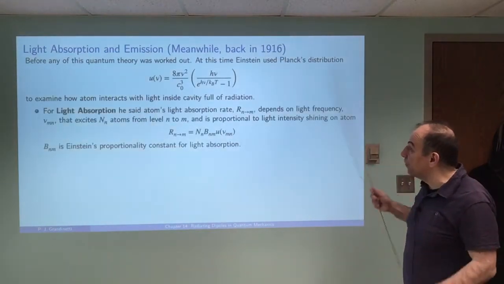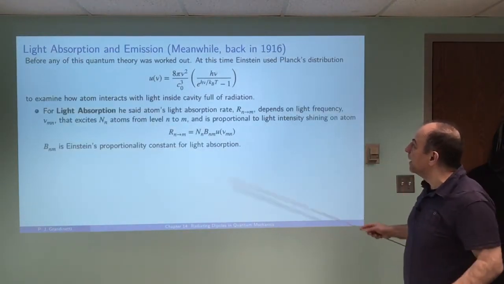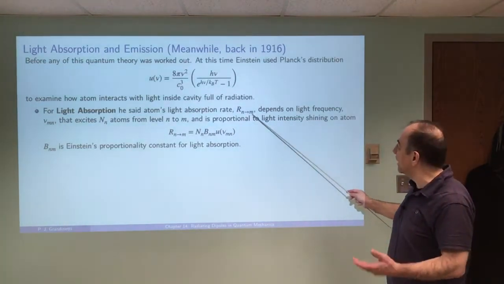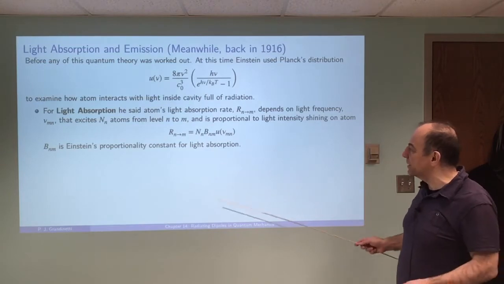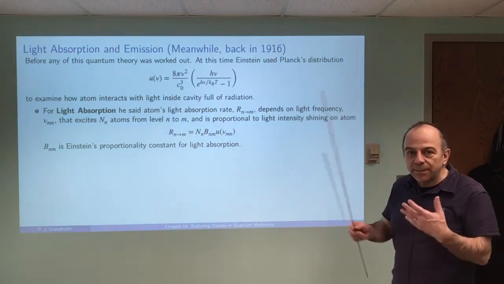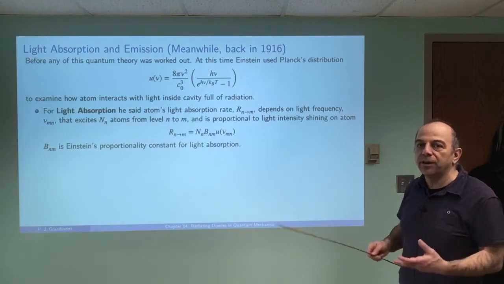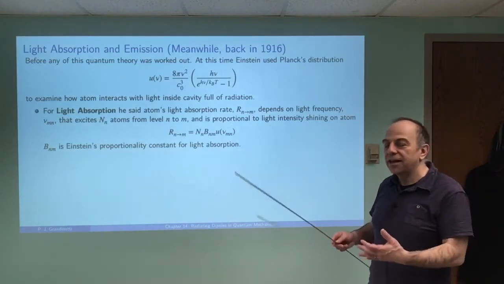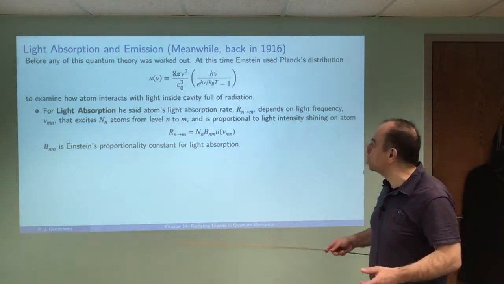And he knew that for light absorption to occur, there was some light absorption rate from, say, level N to level M that depended on the light frequency. So he sort of reasoned that light is in some kind of resonant phenomena. So with the light frequency on resonance with the atom's transitions, there should be some rate of absorption.